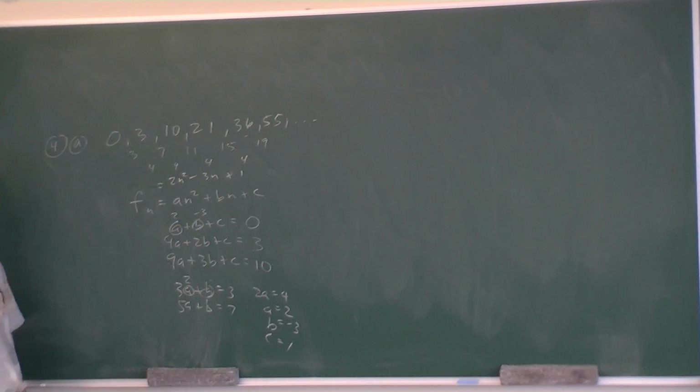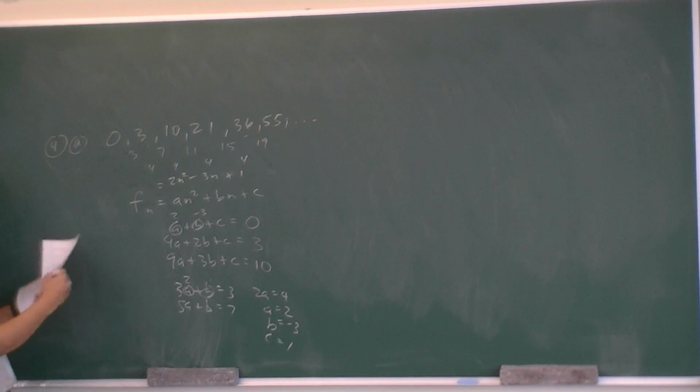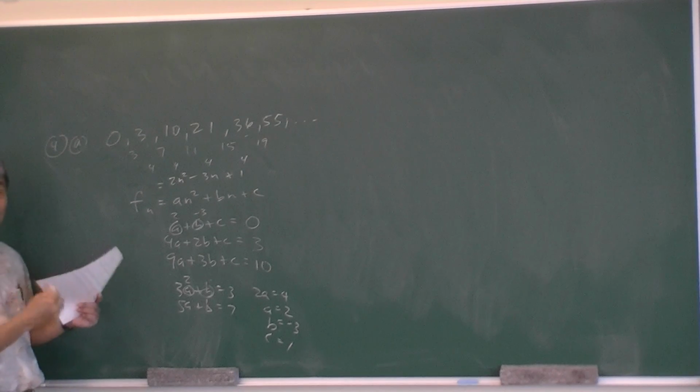Isn't that the same thing we had from the first time? Yeah, it should be. But this is a mechanical way of doing it. This is called the method of finite differences.